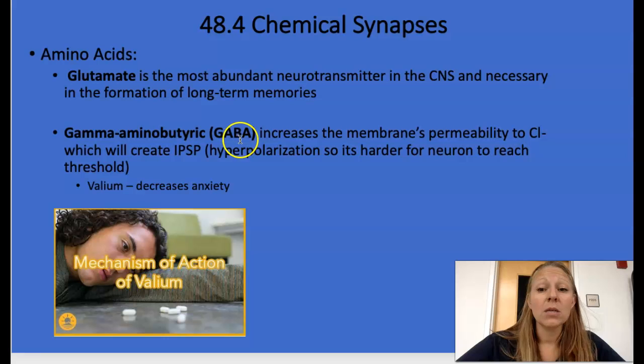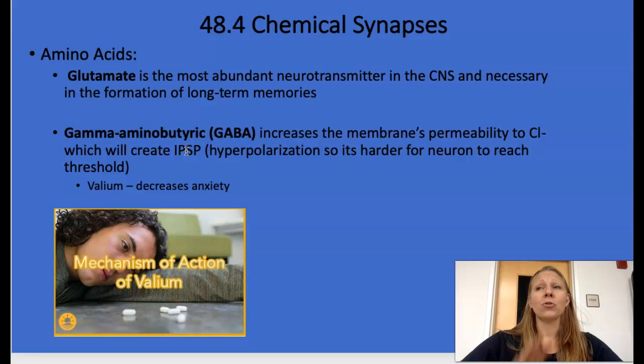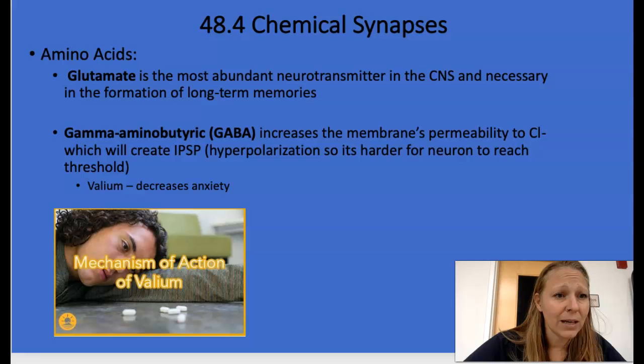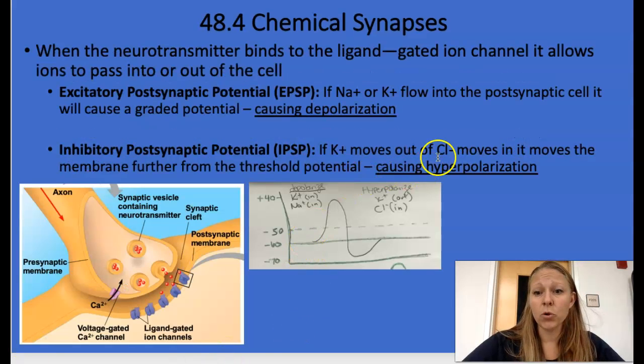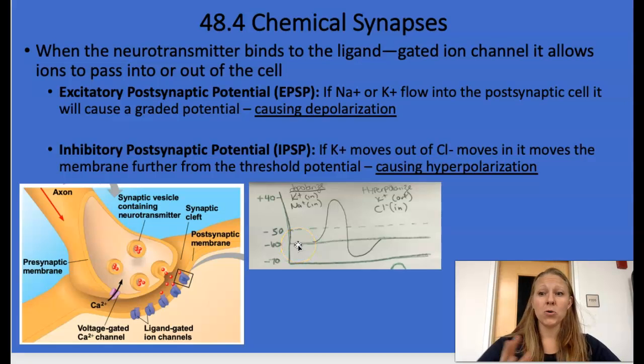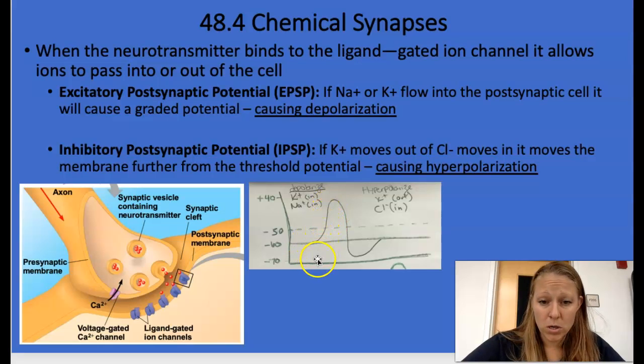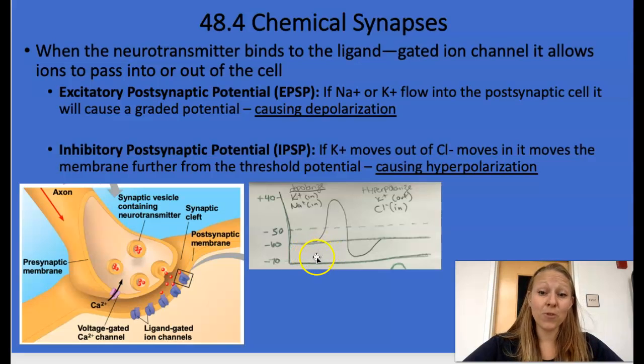This increases the membrane's permeability to chlorine, which will create an IPSP, a hyperpolarization. If we think back to when we were talking about how chlorine entering the postsynaptic cell is going to hyperpolarize the cell, moving it further from threshold potential, it's going to make it harder for the cell to reach action potential. So fewer neurons are going to be firing.